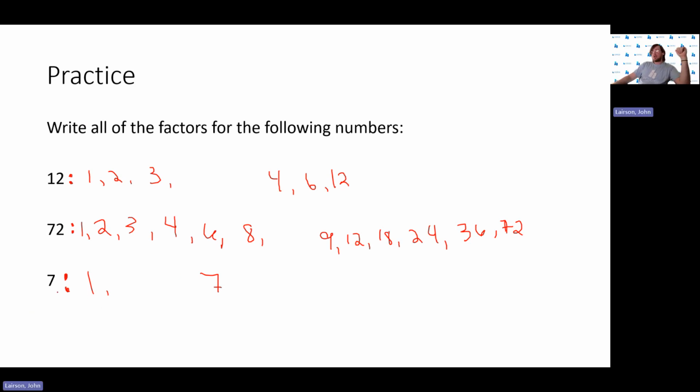Now, 7 is a bit of a special number. It's called a prime number. And we'll talk about some prime numbers in a little bit. So let's go back to the previous slide. I kind of went a little bit out of order here.